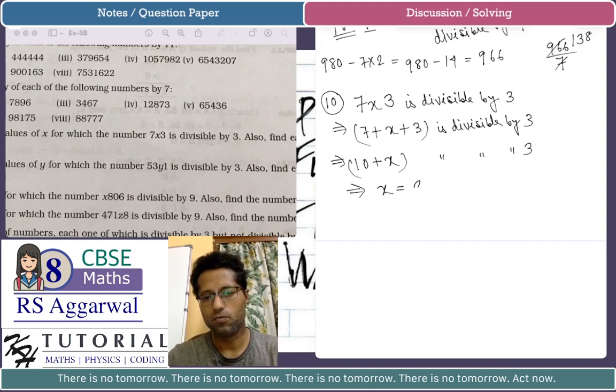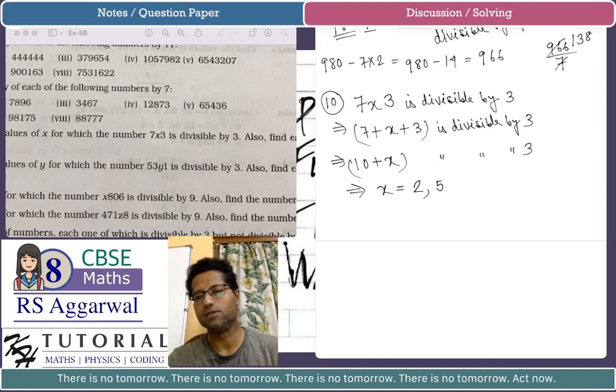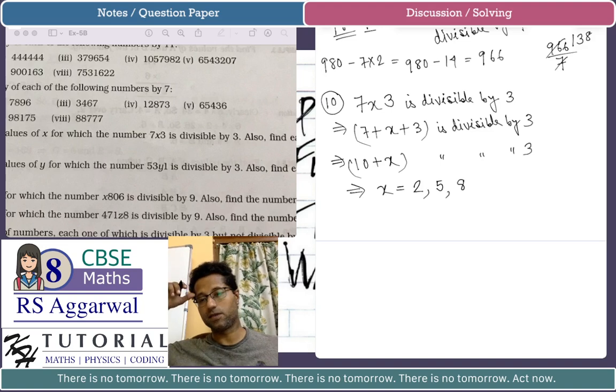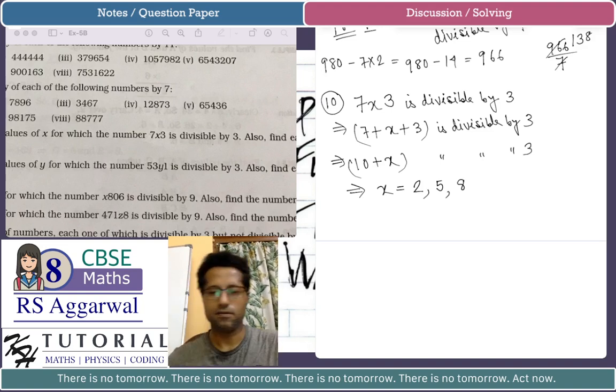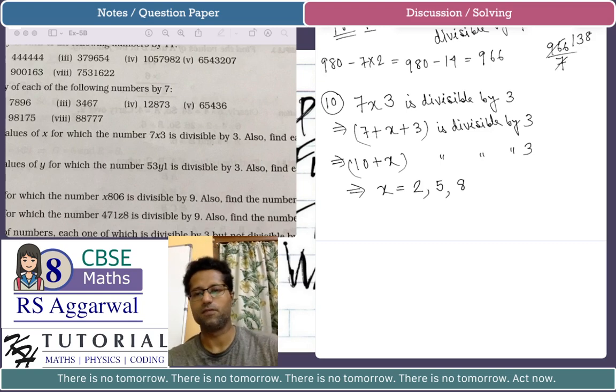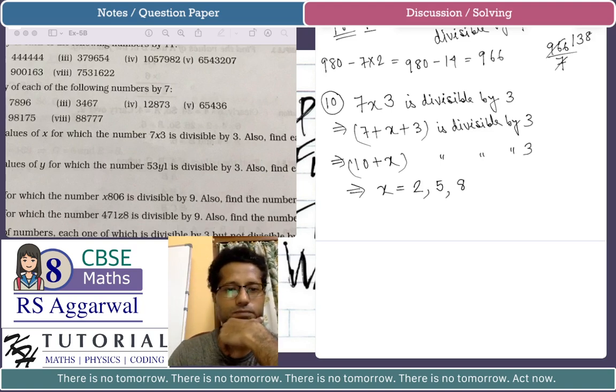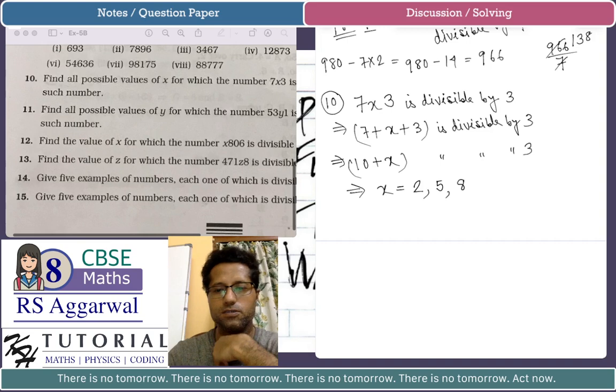So x can be 2, and then x can be 5. Why am I getting 5? I just add 3 to 2, and then x can be 8. And x cannot go beyond that, since x is a digit from 0 to 9. So these are the possible values of x that will make the 3-digit number 7x3 divisible by 3: 2, 5, 8. Okay. Let's do question number 11.